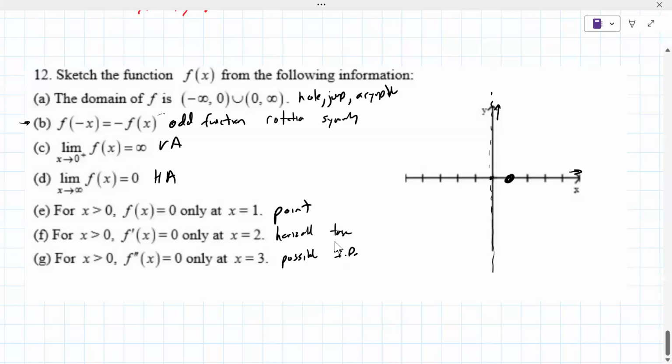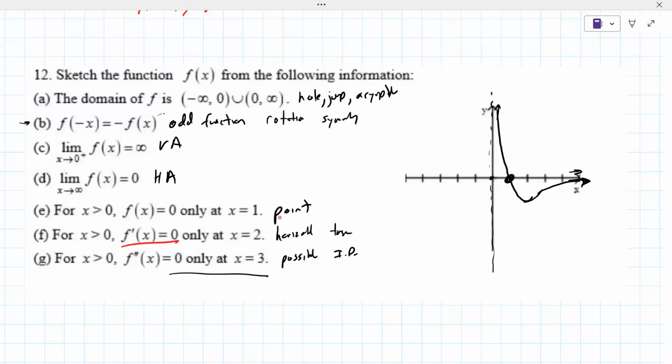So at two, there's a lot of things you can do at two. Two can be a min. A min makes the most sense at two. You could come down, cross, there's a min. And then at three could be an inflection point. At three, it switches from being concave up to being concave down, and it goes in that direction. It still approaches zero.